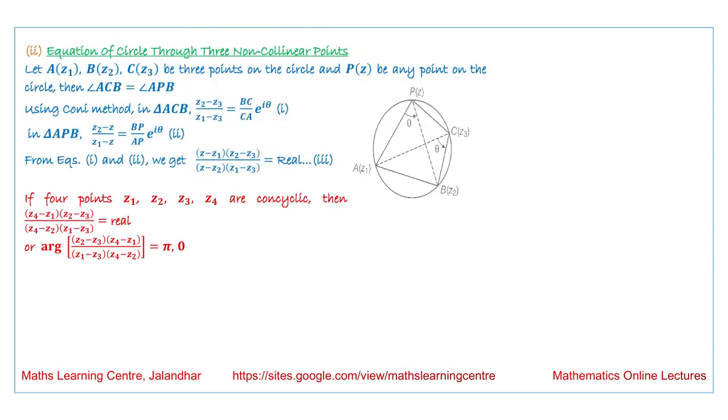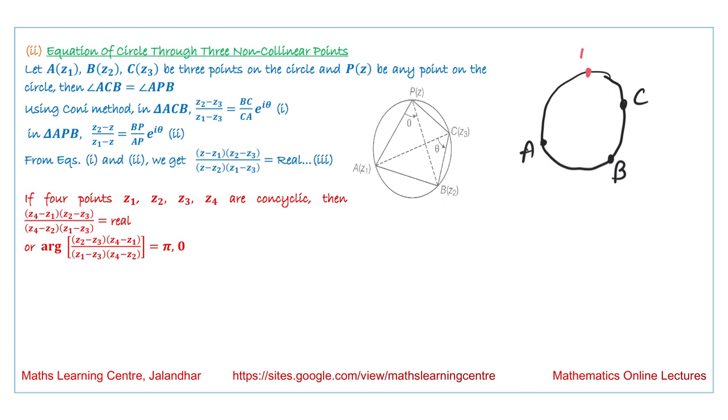Next we have the equation of the circle passing through 3 non-collinear points. Suppose we have three non-collinear points. This is the point A, then this is the point B, and this is the point C, and we want to find the equation of the circle which passes through these three points.